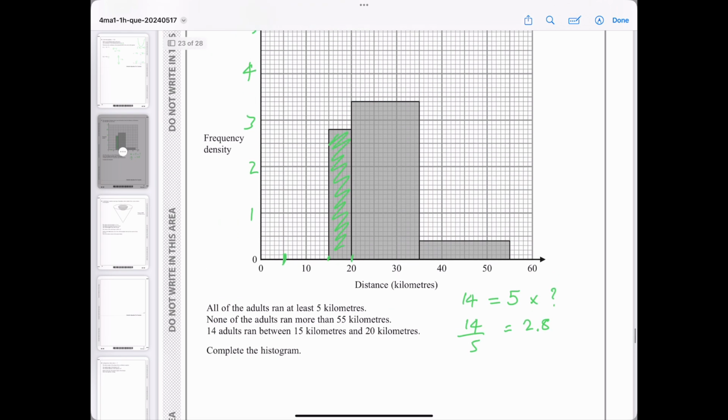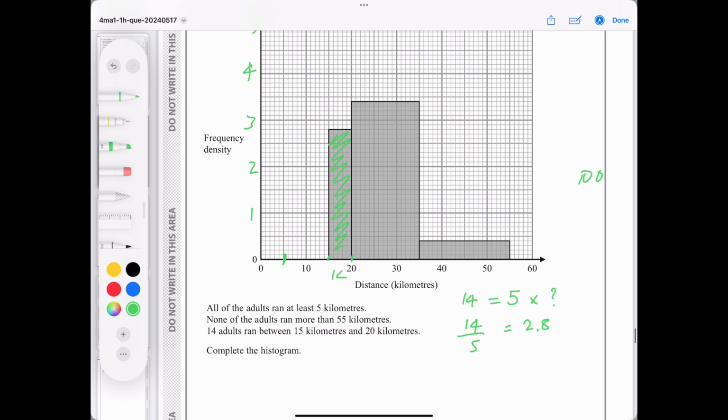So now we can find out how many people we have. We've got 100 altogether. And in this bit here, we've got 14. We've just been told that. In this bit, we've got between 20 and 35. So we've got 15, and that's going to be times 3.4. So that bit would be 15 times 3.4 equals 51. And then this bit here, 35 to 55, is 20, and that's 20 times 0.4, which equals 8.